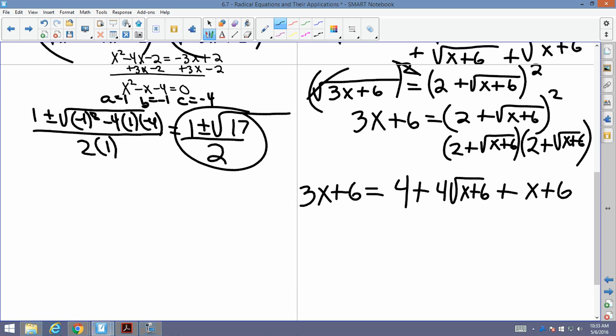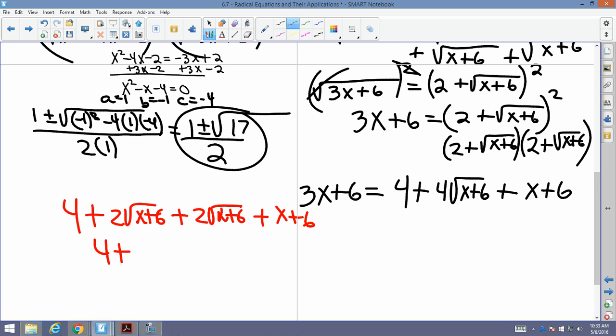But if you don't want to do it that way, don't do it that way. Do it the long way. The long way is going to be, we'll do it in red. 2 times 2 is 4. Plus 2 times square root of x plus 6 is 2 square root of x plus 6. Plus 2 times square root of x plus 6, which is 2 square root of x plus 6. Plus square root of x plus 6 times square root of x plus 6, which is x plus 6. Which then is 4 plus 4 square root of x plus 6 plus x plus 6.